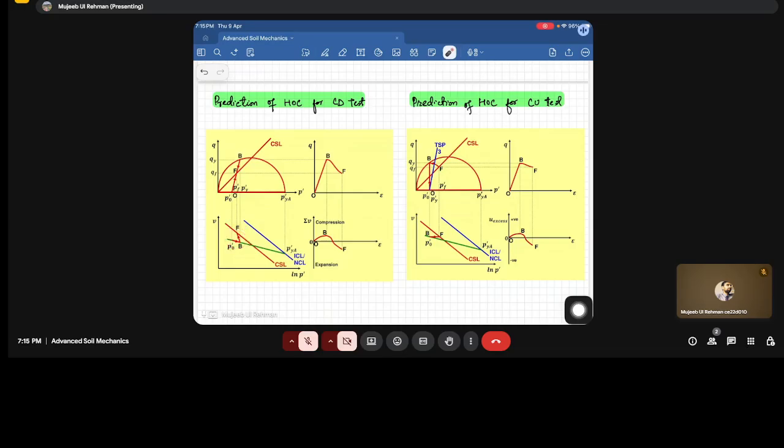Now, for the CU test, how will it look? We know that for the CU, there will be the generation of negative pore water pressure, which will cause the suction and which will move our stress path to the right. Now, this is the stress path. This is the initial consolidated state. P naught is the reloaded state. This is the unloading point. From here to here, we are unloaded to point O. Correct. So this corresponds to P dash y.